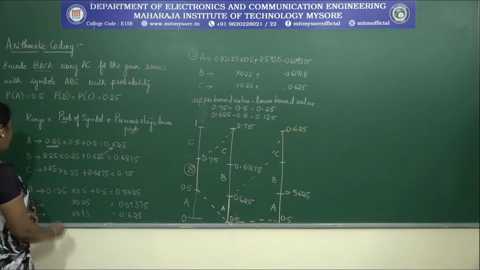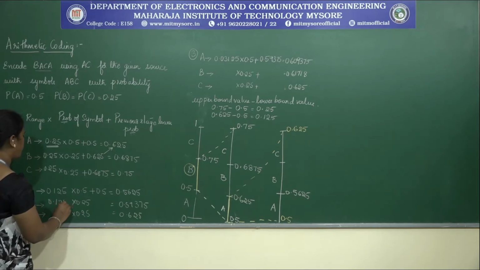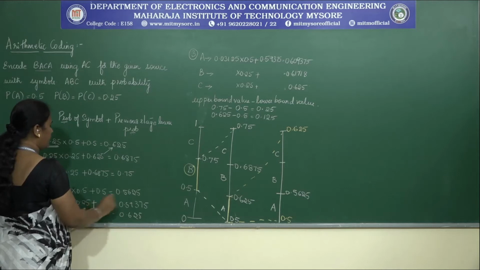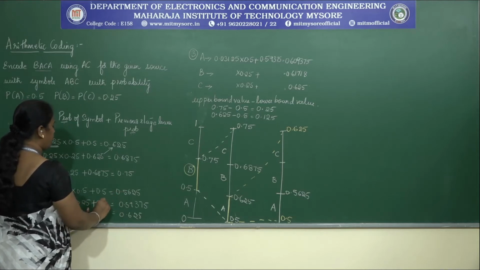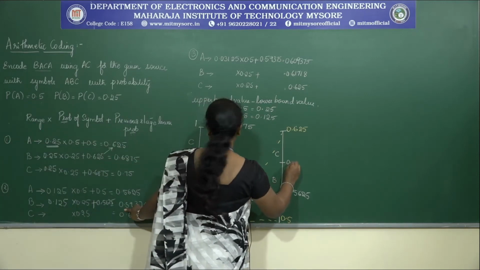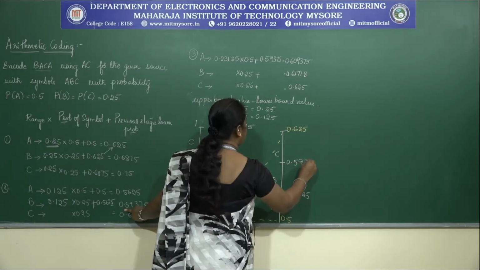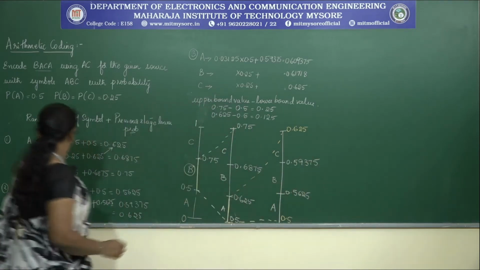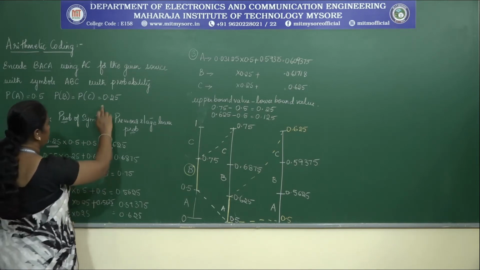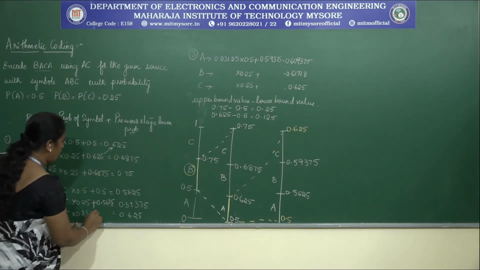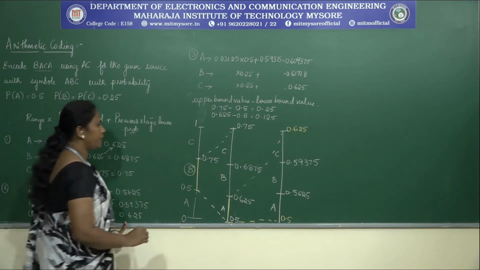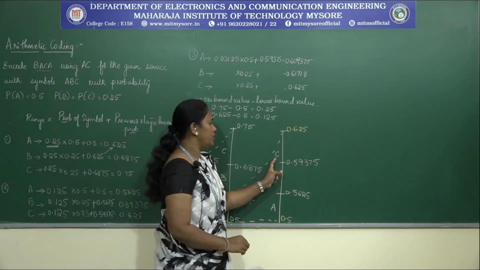Next, with respect to B, the range is 0.125 multiplied by 0.25, the probability of B, plus the previous stage 0.5625. So you will be getting 0.59375. Similarly for C, it is 0.125 multiplied by P of C plus 0.59375, where you will be getting 0.625 as the range of C.